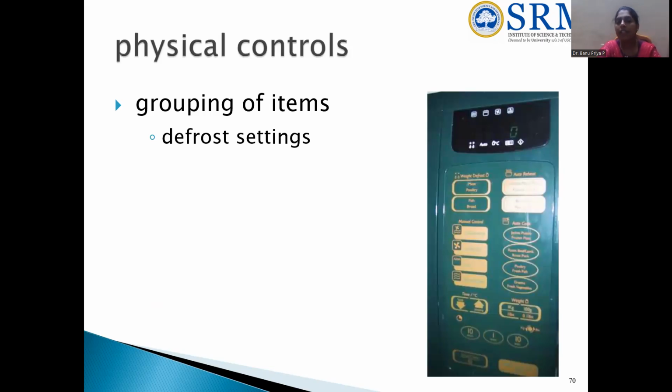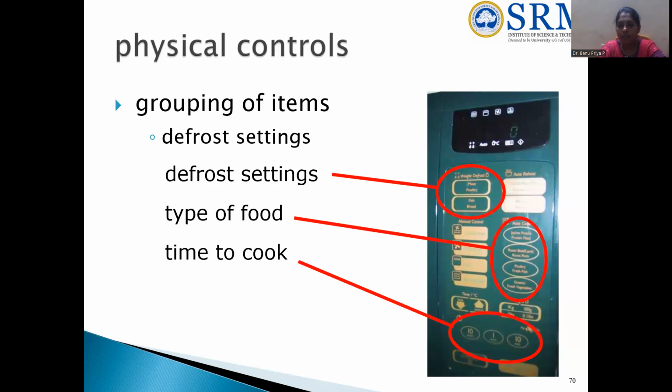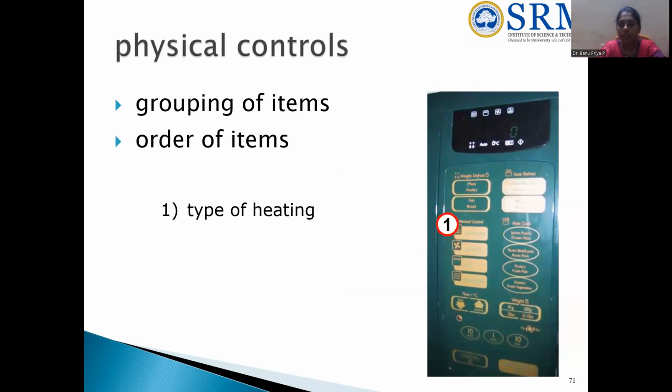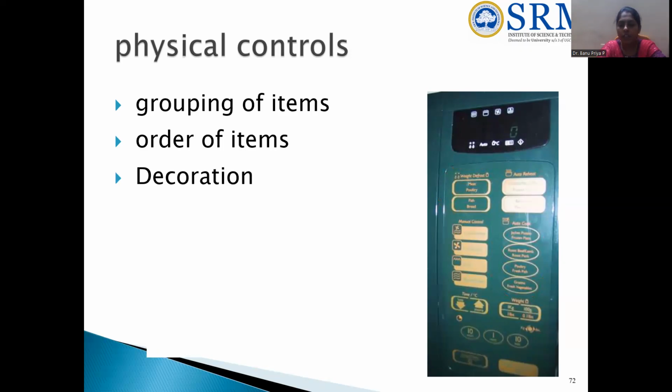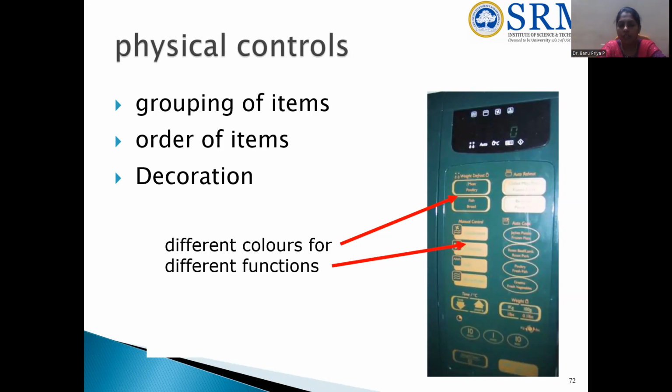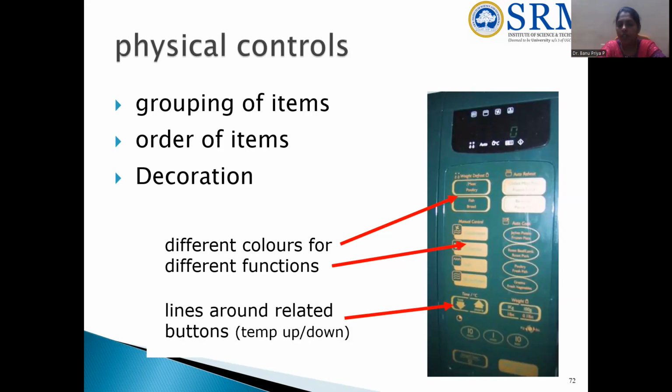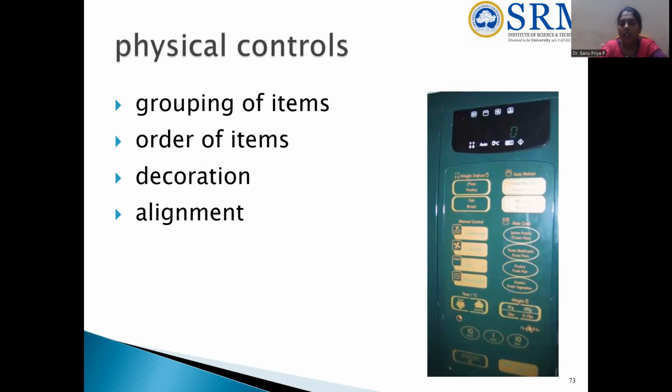If you look at this, the physical controls, the grouping of the items can be defrost settings. Yes, for an AC remote. Yes, this shows the defrost settings, the type of food, time to cook. The grouping is done. Depending on the heating temperature, time to cook, start. Different colors are used for different functions. It is grouped. Decoration and alignment are maintained with grouping of items, order of items. This is a proper one to be followed.